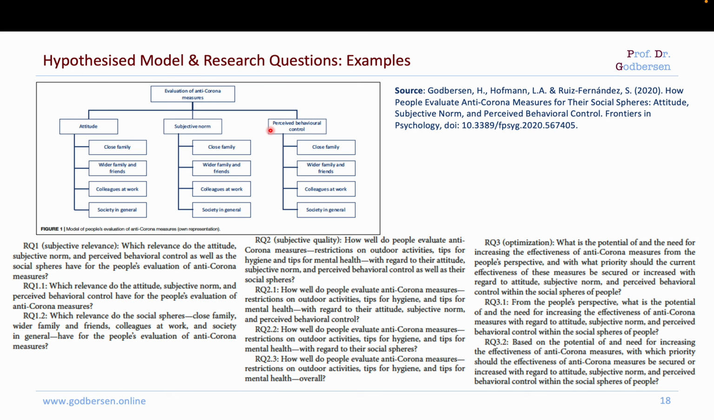As human beings, we are all social beings, virtually all of us, and we're not living in our own bubble all of the time. Therefore, we have the social spheres. And then, on the lowest level of the model, are these social spheres, which are the close family, my friends, my colleagues at work, and the wider society.